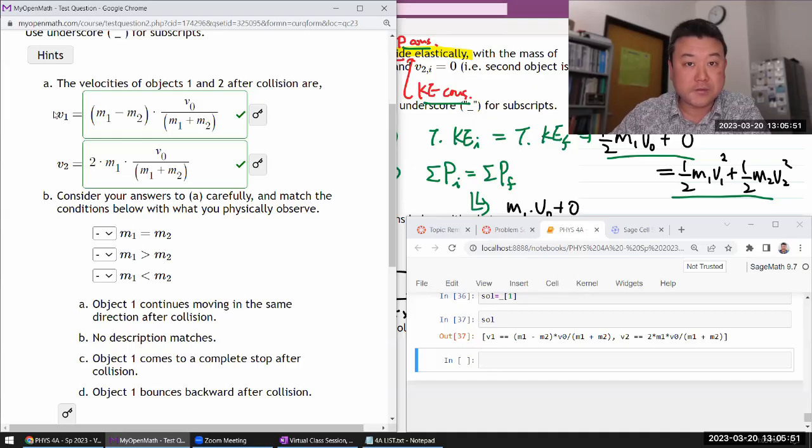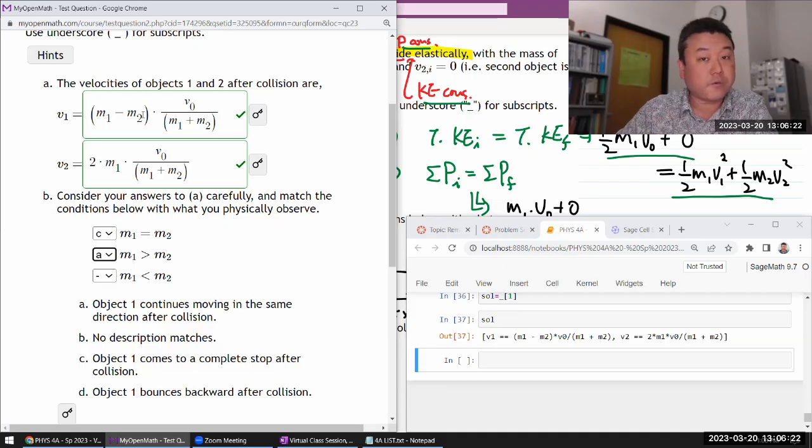M1 equal to M2. Then you see the V1 goes to 0. So you have object 1 goes to a complete stop. Yeah, that's C. If M1 is greater than M2, interesting. So this is positive. Nothing interesting here. Okay, so object 1 will continue to roll in the positive direction. That's what I was saying. It could be positive. So continuous, yeah, that's A. And the last one, M1 less than M2. So this quantity will now be negative.